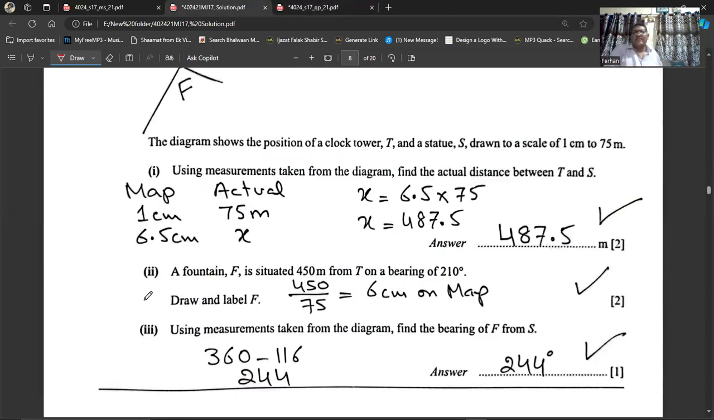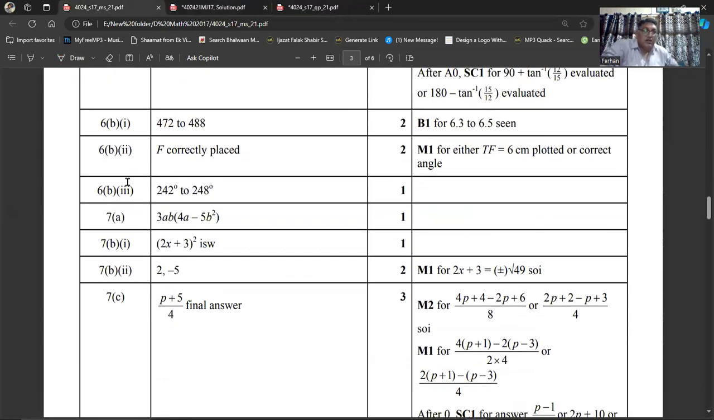When I measured it, it was 6.5 centimeter. So I'm going to use the method of proportionality. Map and actual. If something is 1 centimeter on map, in actual it is 75 meters. If something is 6.5 centimeter on map, how much is it in actual? So x equals 6.5 multiplied by 75, and that will be 487.5 meter. Let's check. So our answer is in this range.